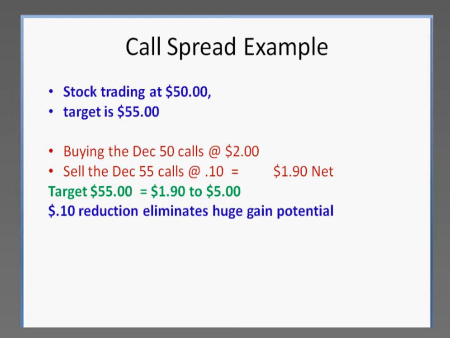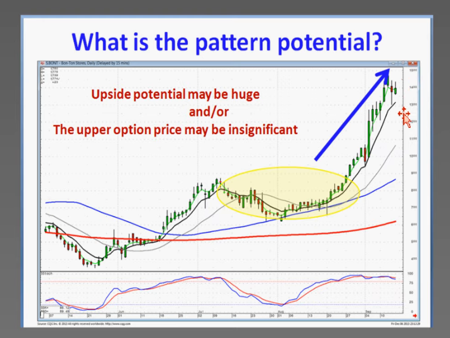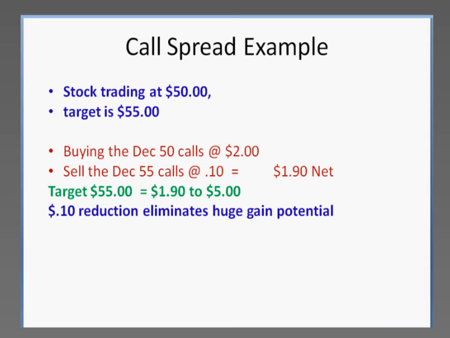All right, so here's a case where in something like this, it might not be worth putting on a spread. So the example might be that if the stock is trading at 50 and the target is 55, and you're buying the December 50s for $2 and you're selling the December 55s for 10 cents, yeah, that still fits into our criteria that we're risking less than $2 to make $5.